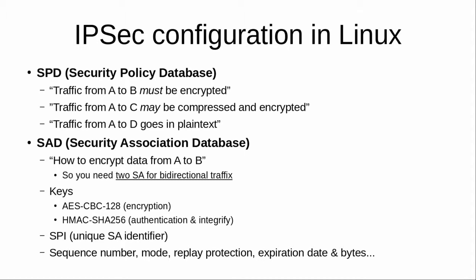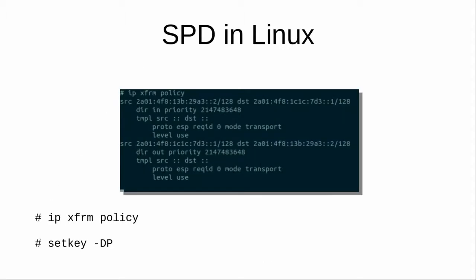Typically, in modern Linux systems, two algorithms will be implemented in most systems. So this is the safe default, which is pretty decent from a security point of view. The SAD will also contain the unique identifier for every connection and a ton of other parameters which are not really very important.